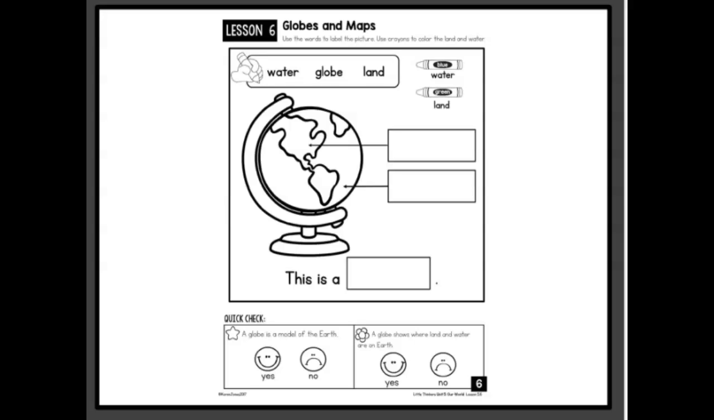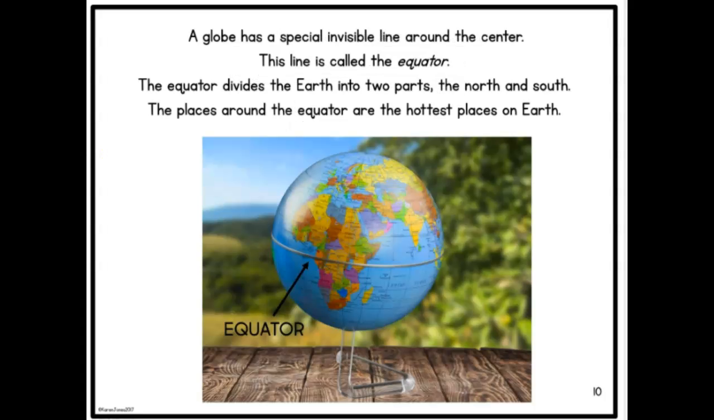Okay, if you're on page 6, let's get started. This says, use the words to label the picture. Use crayons to color the land and water. So it says water, globe, land. You are going to label where you believe the water is on the globe, and you're going to label where you believe the land is. Which one of these is water and which one is land? Go ahead and pause here and take a look at a globe in our classroom or globe you have at home. If you do not have a globe at home, I will show this again.